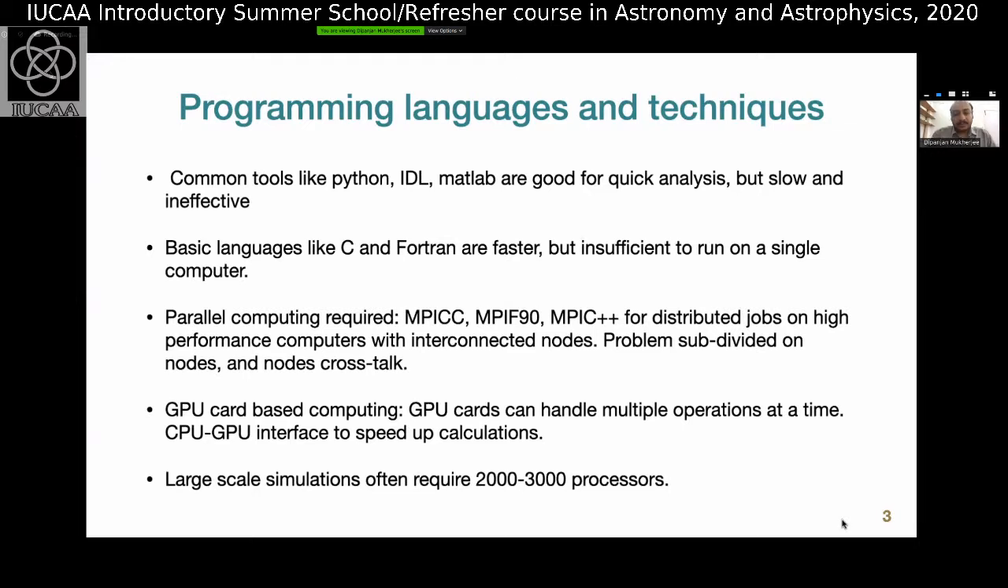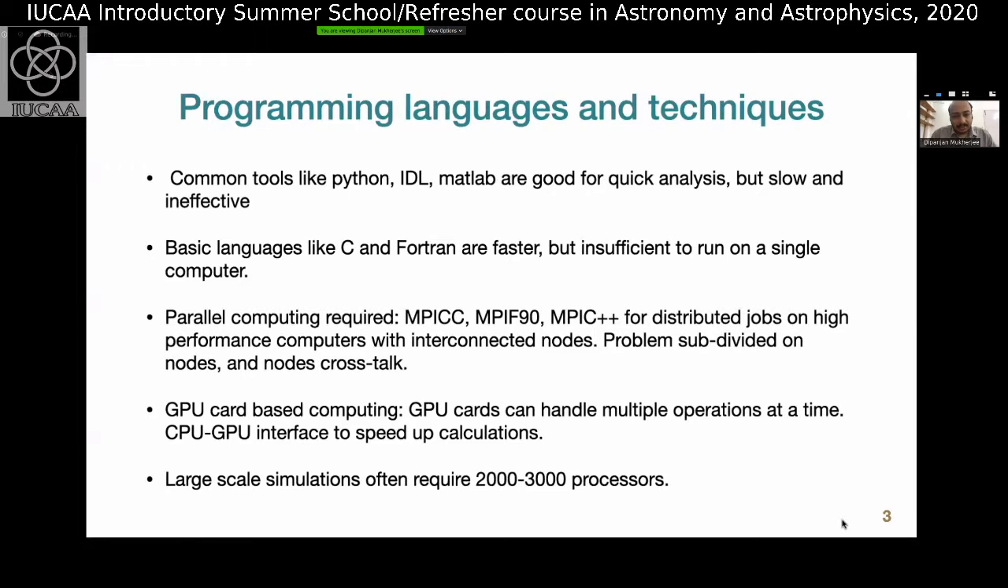Now, I know that many of you who are currently undergoing bachelor's and master's training in different universities have numerical courses in your curriculum. And in many of the courses, what is mostly taught are these high-level languages and how to deal with some standard basics in numerical integration, matrix inversions, etc. And what you are mostly comfortable with are things like Python, MATLAB, IDL, etc. These are very good for quick analysis. They are good for visualization because you can write and solve something and then quickly plot it and visualize it. But these are slow and ineffective.